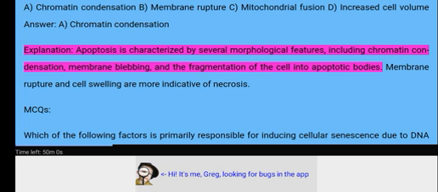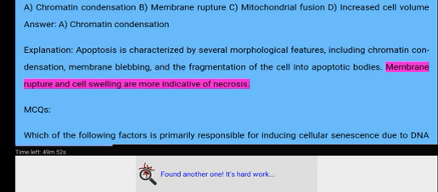Explanation. Apoptosis is characterized by several morphological features, including chromatin condensation, membrane blebbing, and the fragmentation of the cell into apoptotic bodies. Membrane rupture and cell swelling are more indicative of necrosis.